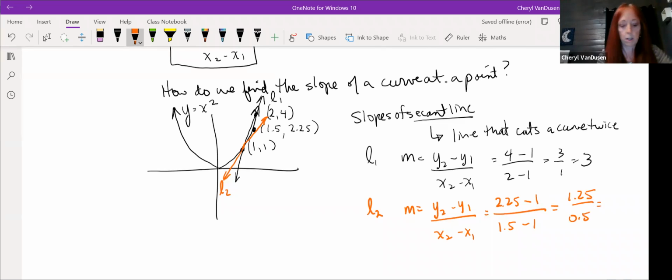I don't have that number. I guess that would be 2.5, but we'll just double check here in our calculator. So 2.5. So the slope now of that is 2.5. And that is a shorter secant line.